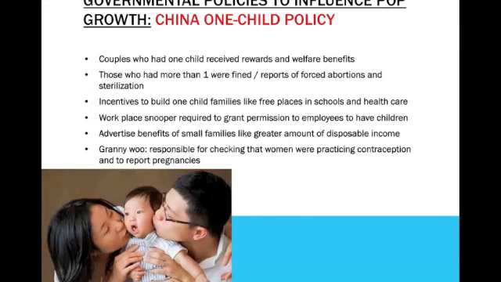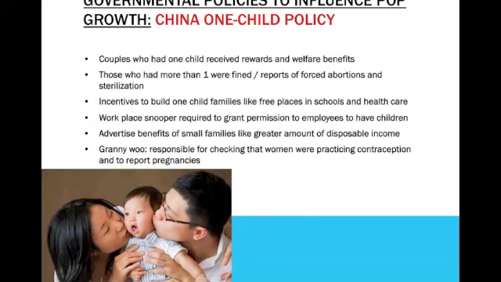You would get, your son or daughter would get a free place in school and free healthcare if he was an only child or she. Then, another way they managed to enforce their policy was that they had workplace snoopers. So in every kind of company or workplace, they would always have one person who needed to give permission to their employees to have children. So it's all on the books. The government is always aware of who's having children, who's not.